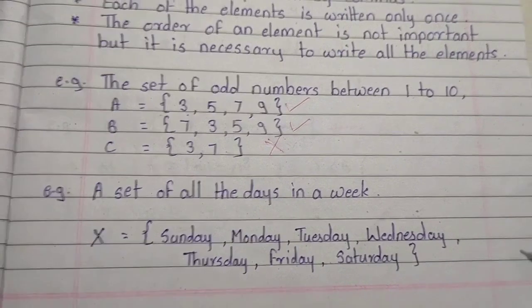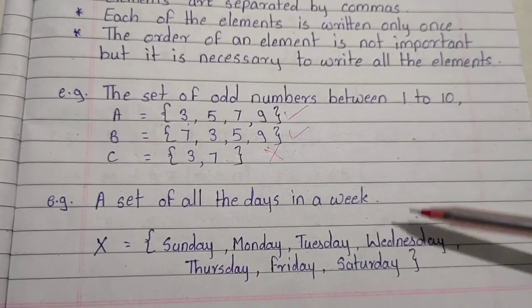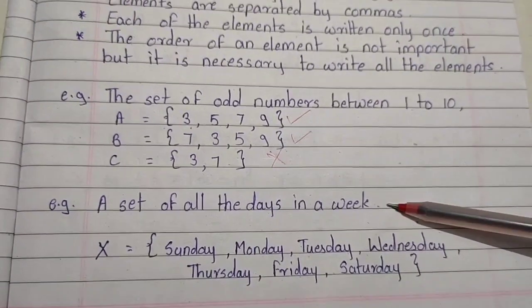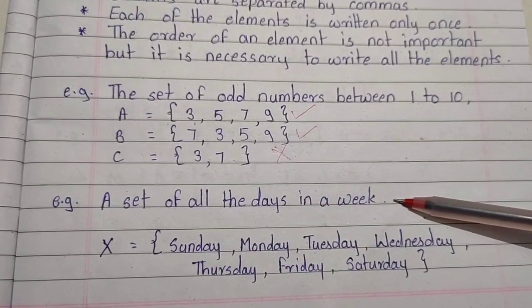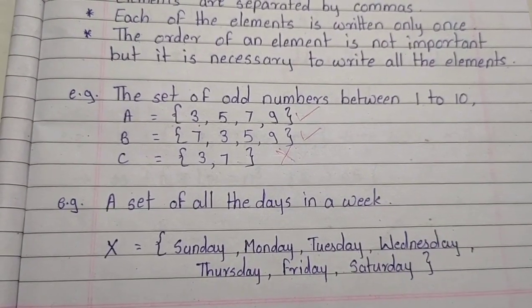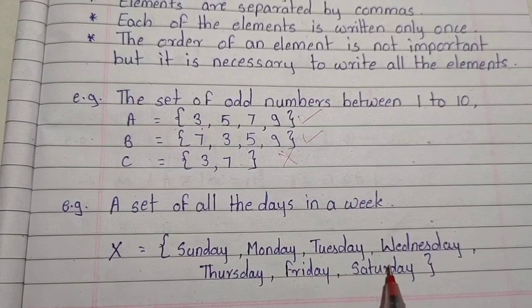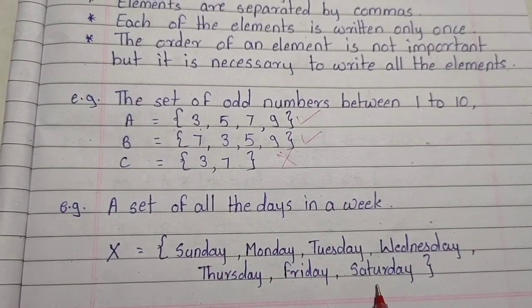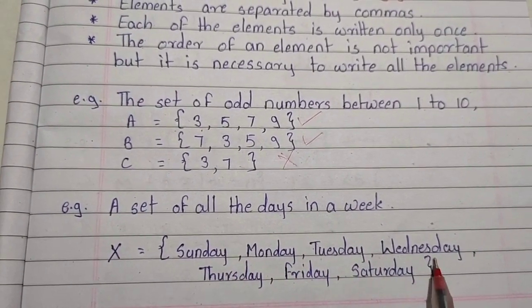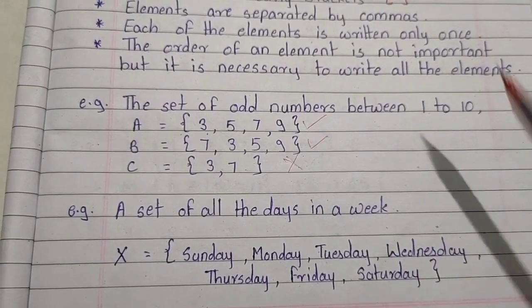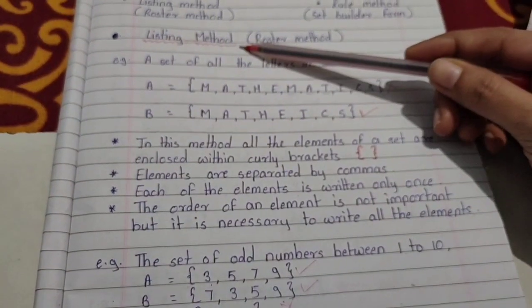Let's see one more example. A set of all the days in a week. Can we make a set of this? Yes. We can list all the names of the days in a week. As we are listing the elements, that's why it is known as the listing method.